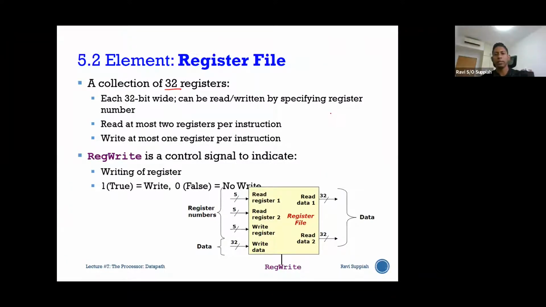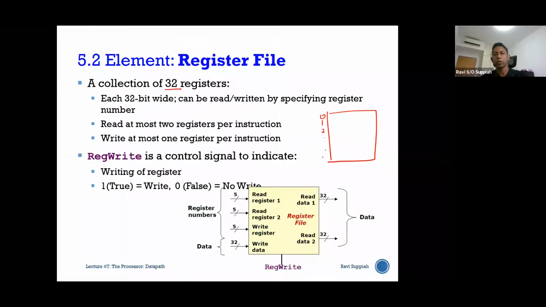You can imagine that I have a total of 32 registers: register 0, 1, 2, all the way to 31. And each register is also 32 bits wide. That means inside each register there are 32 bits. So, 32 registers and each register is 32 bits wide.